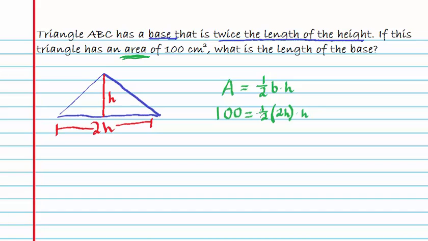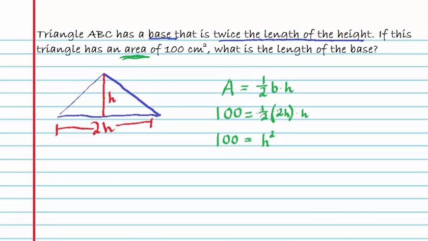As you can see in the second step, I only have one variable, it's h. So I'm going to be able to solve for h. So let's work from left to right. I'm not going to do anything with the 100 yet. Let's bring it down. Equals, 1/2 times 2 is 1, so essentially it cancels out and we have h times h, which is h squared.